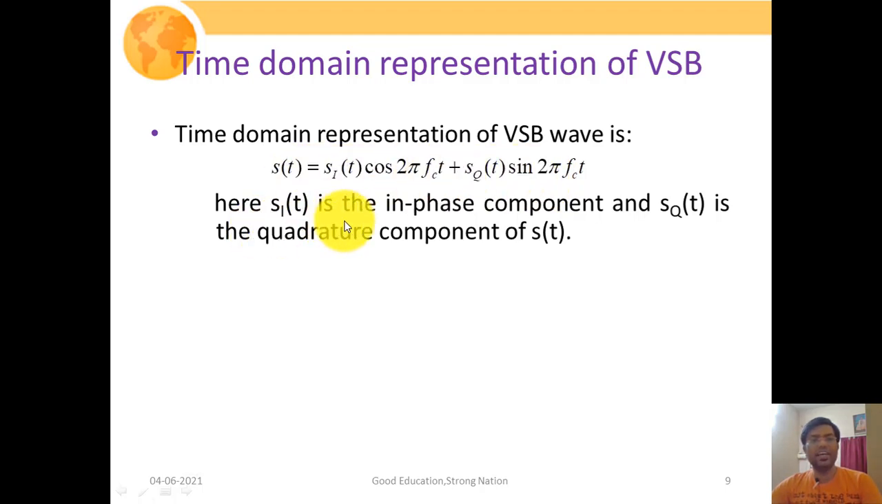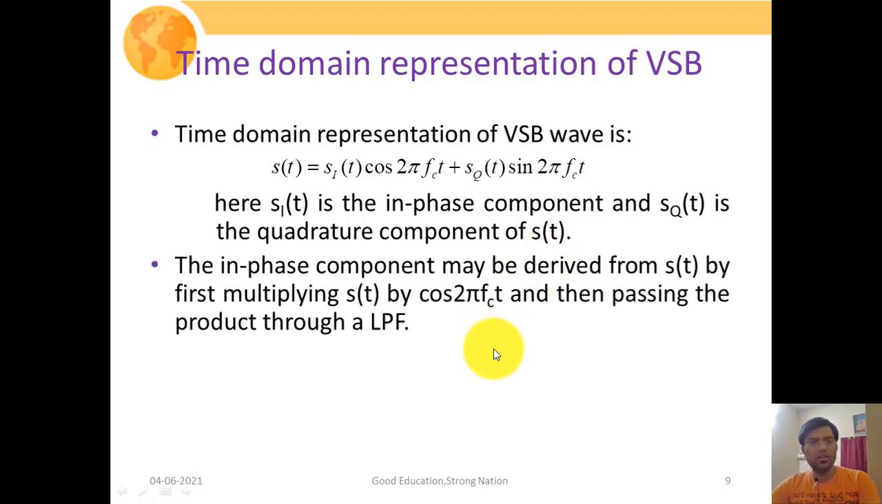Here s_I(t) is the in-phase component and s_Q(t) is the quadrature component of s(t). The in-phase component may be derived from s(t) by first multiplying s(t) by cos(2 pi f_c t) and then passing the product through a low pass filter. So obviously, to evaluate s_I(t), we simply have to multiply s(t) with cos(2 pi f_c t) and pass it through the low pass filter.